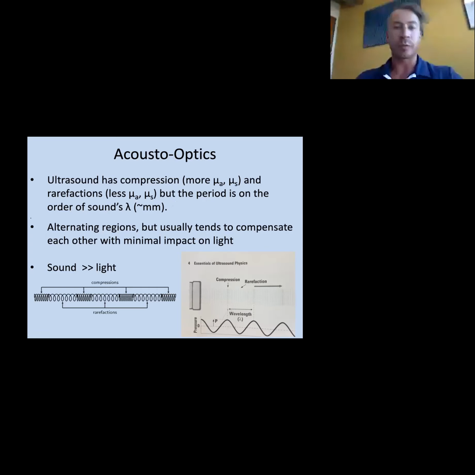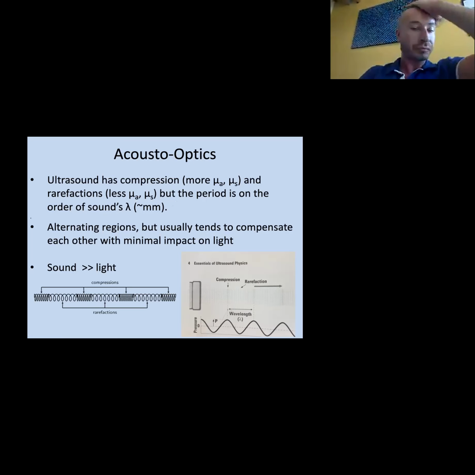Because these areas of compression and rarefaction are on the order of sound's wavelength, which is usually millimeters as a function of the central frequency of your transducer. So normally, if you're pushing light through the sample, there's minimal impact on light because the wavelength of sound is so much longer than that of the light. That's why, to get this to work, you almost have to have it at a 90-degree orientation.